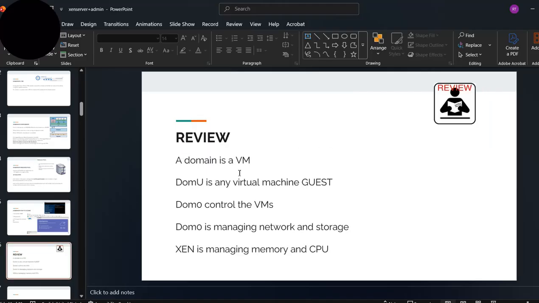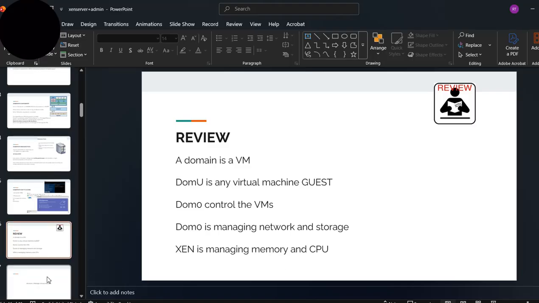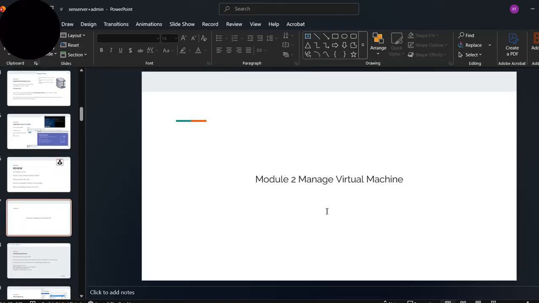What we discussed: first, a domain is a VM. DomU is any guest virtual machine. Dom0 is the control domain, and DomU is the unprivileged domain, and DomU is always a guest VM. Dom0 is managing the network and storage. Xen is managing the memory and CPU. And in the next class we will discuss module 2, how to manage virtual machines with the hypervisor. Thank you. No more today.